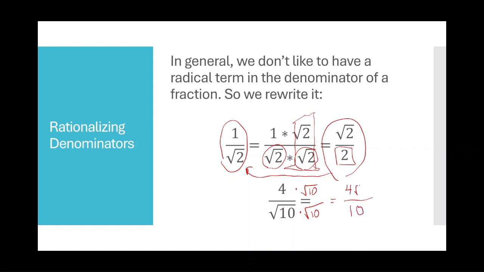On the top we have 4 root 10, and this time we're not quite done, because the coefficient out here and my denominator have a greatest common factor that's more than just 1, so I can simplify this fraction. 2 goes into both 4 and 10, so if I divide out 2 from both of those, I'm going to have 2 root 10 over 5.